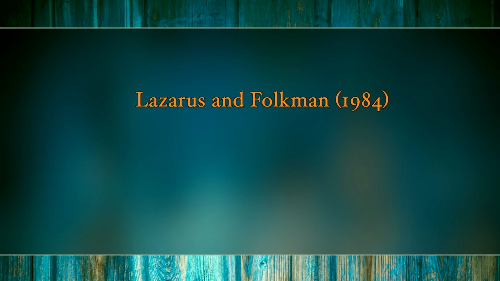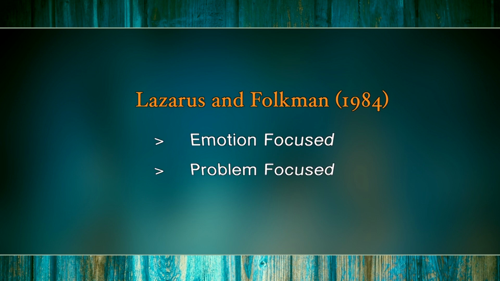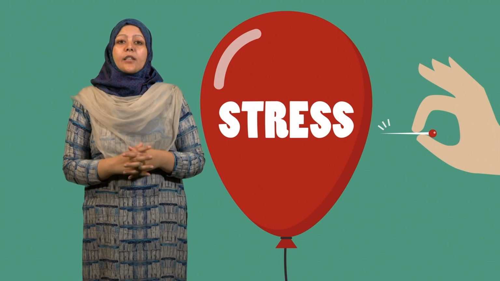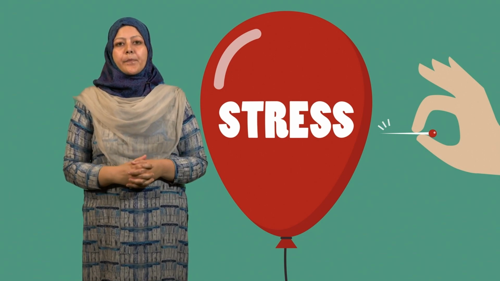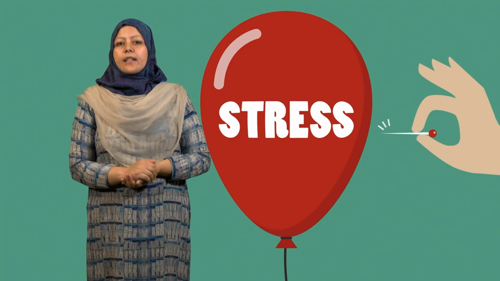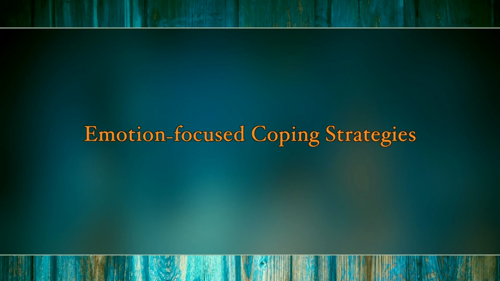Lazarus and Folkman in 1984 suggested two types of coping responses: emotion-focused and problem-focused. However, coping mechanisms can be categorized into three broad types: emotion-focused strategies, problem-focused strategies, and appraisal-focused strategies. Let's first discuss the emotion-focused coping strategies.